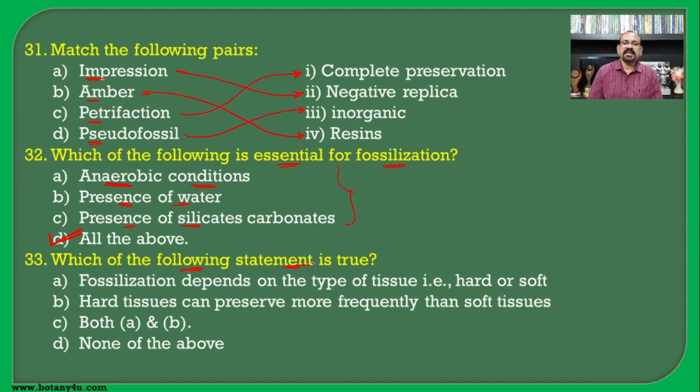Then which of the following statement is true? First one, that is the fossilization depends on type of tissues, that is hard or soft. It is correct because the formation of the fossil is completely dependent upon the type of the tissues of the organism. The hard tissues can be very well preserved as compared to the soft tissues. So the hard tissues can preserve more frequently than the soft tissues. So both these statements are correct, and hence the answer for this question is both A and B.